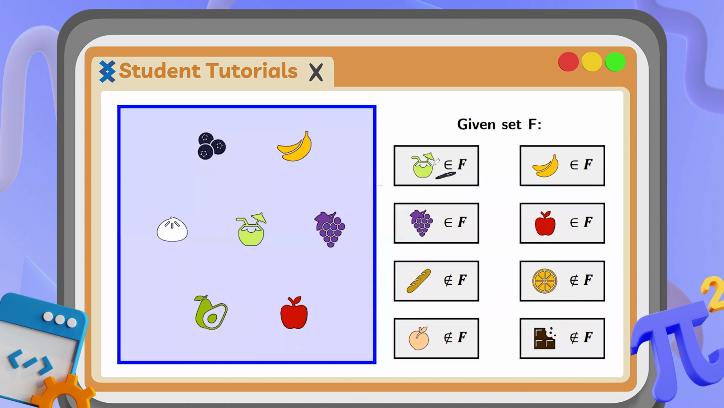And as you can see here, the buko here is part of set F alongside the grapes, bananas, and apples. And because of that, that would mean that they belong in the set, and so you would have to use this symbol over here. Now, if something is not in the set, then you would have to use this symbol. As such, you use it for items like the orange, chocolate, bread, and peaches, which are not in the set F.